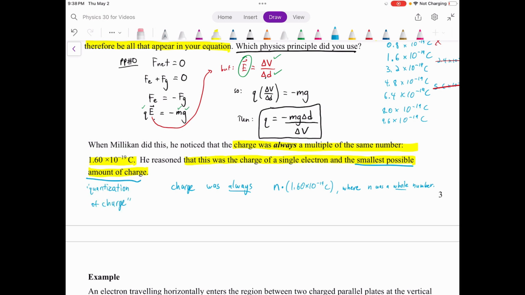That's an idea known as quantization of charge. There's a minimum amount of charge. All other charges are made of multiples of this.